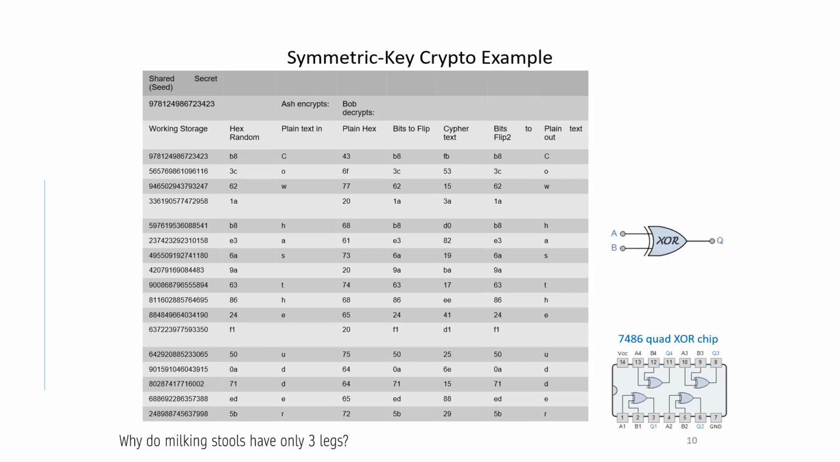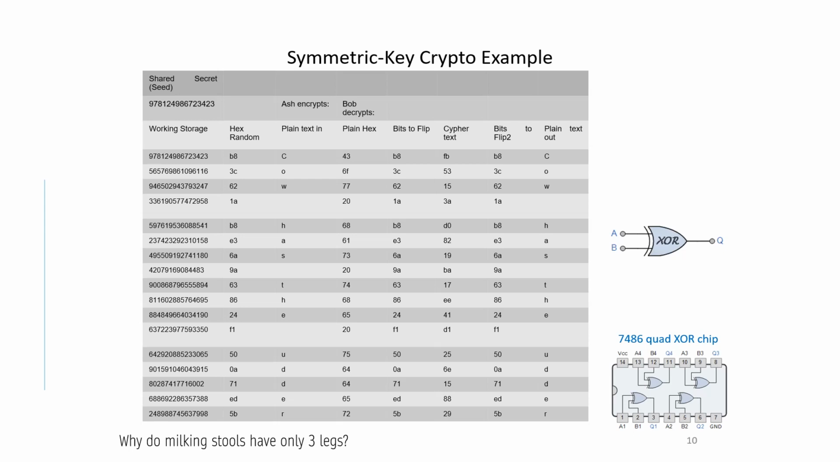How do you use this in real life? Well, here's the question. Why do milking stools have only 3 legs? If we took some seed, and you and I both have this shared secret that we started out with, back when we were in the same room, that's going to be the beginning working storage, and we'll show it in the first row as working storage. If we crunch that, I'll say hash it, we'll come up with a very short 1 byte, 1 character random number.